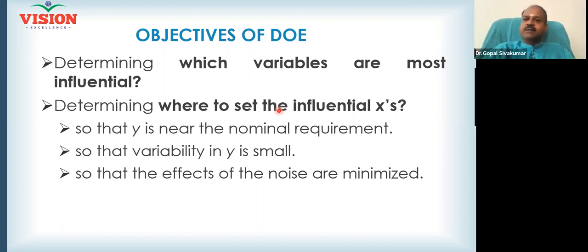This is exactly DOE. So I am determining where to set the influential X so that my Y is near the nominal. The taste of the coffee is always the world's best coffee. The variability is small. Every single day, the chef makes thousands of coffees. All thousands of coffees will have the same taste. The variability in Y is small.